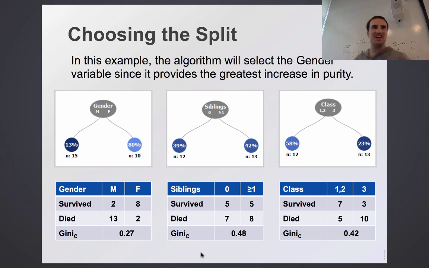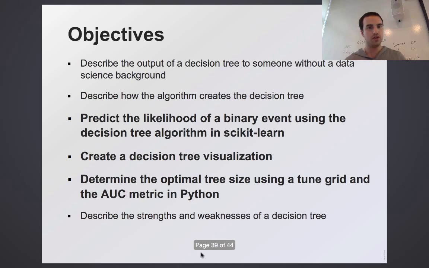And then how does it continue? It literally just keeps doing it over and over again. All right, so now it does it on gender. Fine, do it again. Try it with siblings and class and this. It tries all these different splits every single time and sees which one has the greatest change in purity for the better. And that's how the decision tree algorithm works. So, we did a pretty good likelihood.